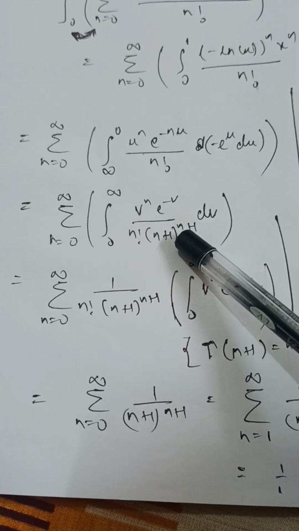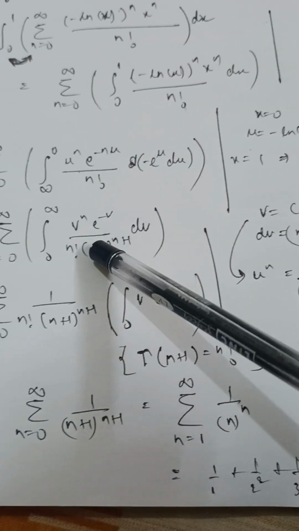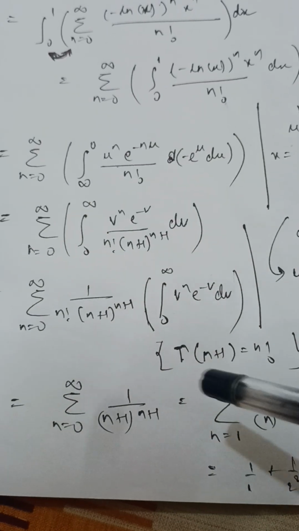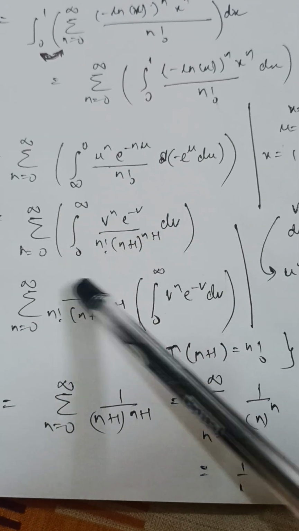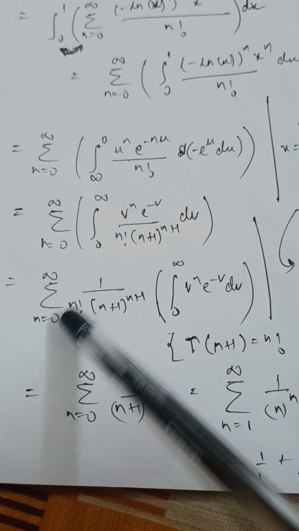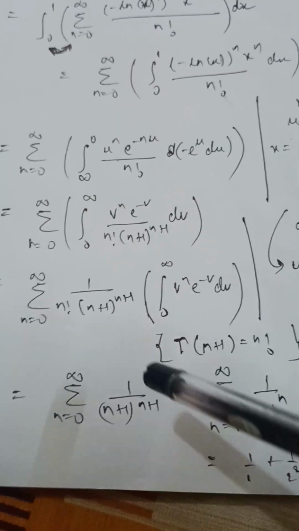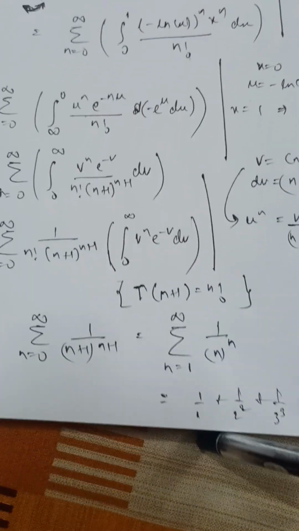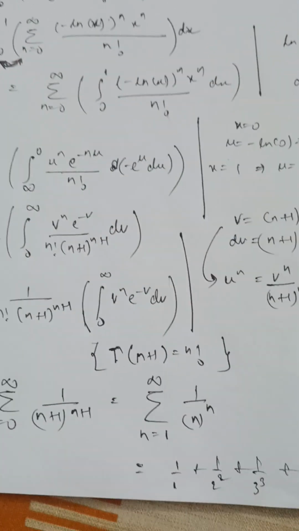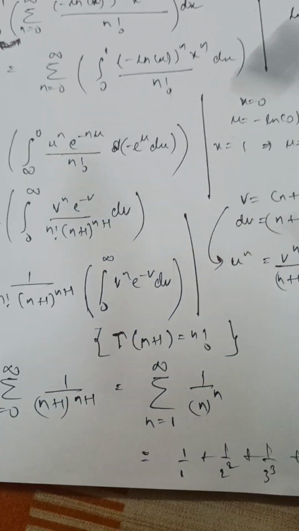Now you can see that we can take all the terms related to n outside this integral, because n is not related to dv. So it is the summation of everything of the n part outside, and then the integral of the v part, the function of v. If you observe this, the integral of v to the power n e to the power minus v dv from 0 to infinity is nothing but the gamma function for n plus 1, which is n factorial.